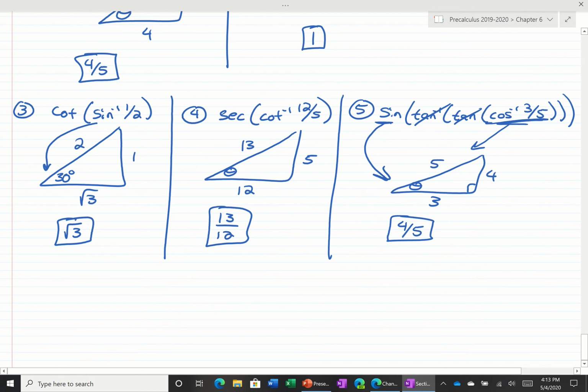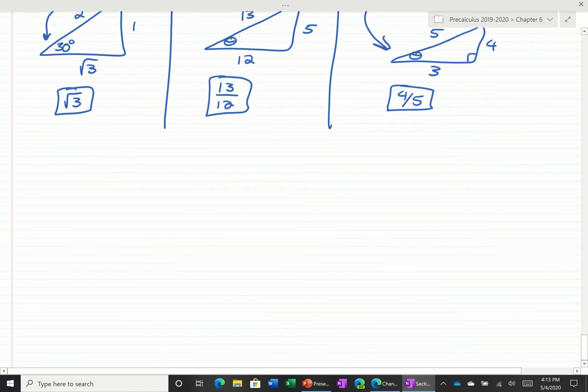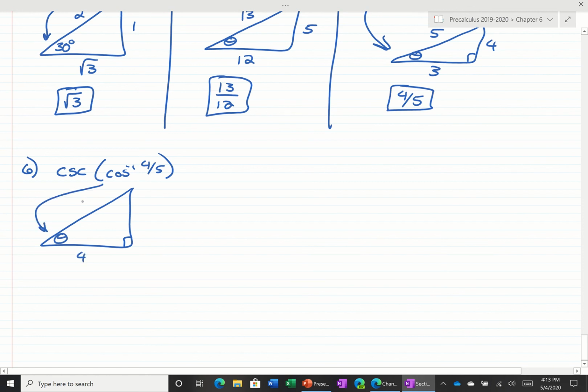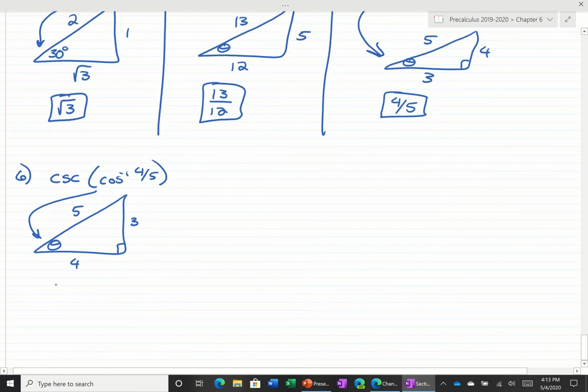Okay, we have a few more to do. Number 6, it's asking us what's the cosecant of the inverse cosine of 4/5. Well, the inverse cosine of 4/5 would be the angle whose cosine is 4/5. Pythagorean theorem would make this 3. So the cosecant would be the reciprocal of sine, right? Which would, if sine is 3/5, cosecant is 5/3.